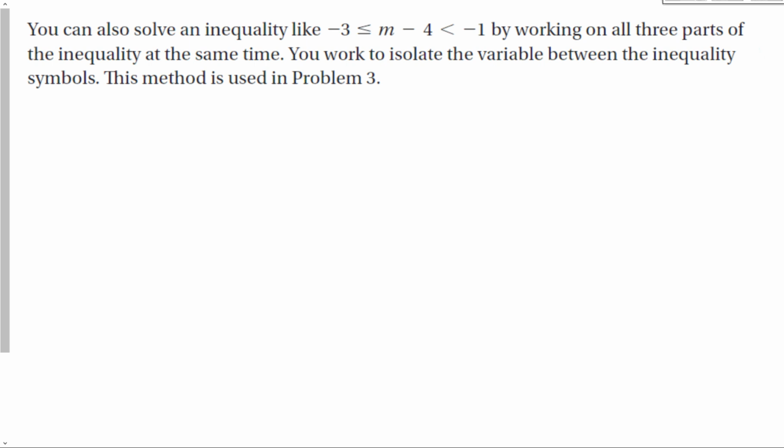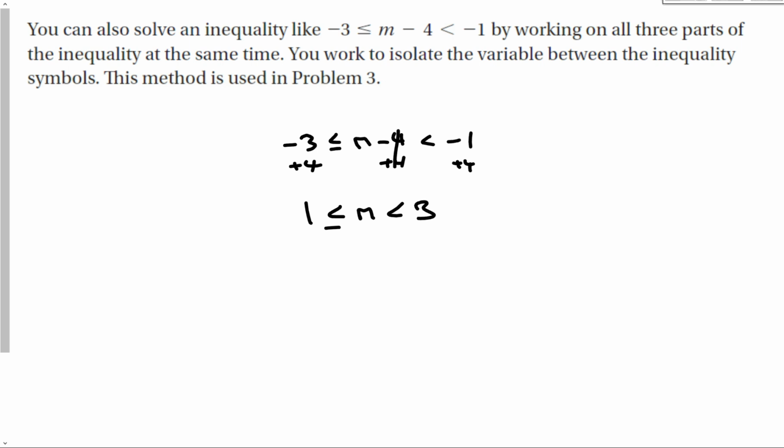We can also solve an inequality like negative 3 is less than or equal to m minus 4 less than negative 1 by working all three parts of the inequality at the same time. Which means instead of separating it into two parts, I can just add 4 to all sides of the inequality, which then gives me 1. The 4's cancel, m, and 3, which is what I got in the first problem.